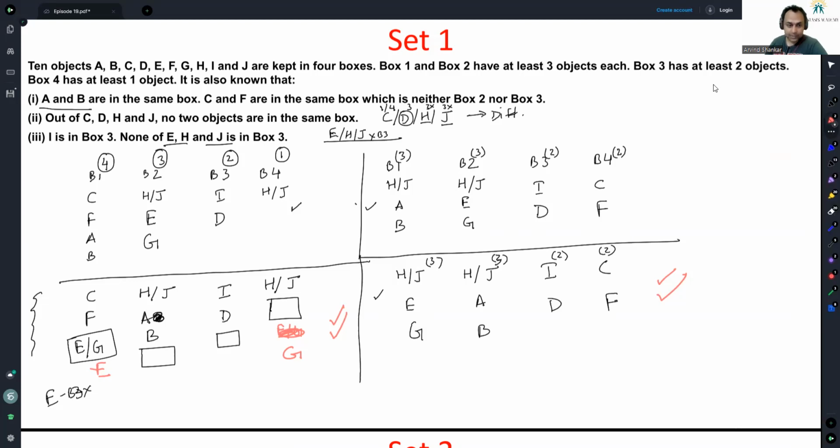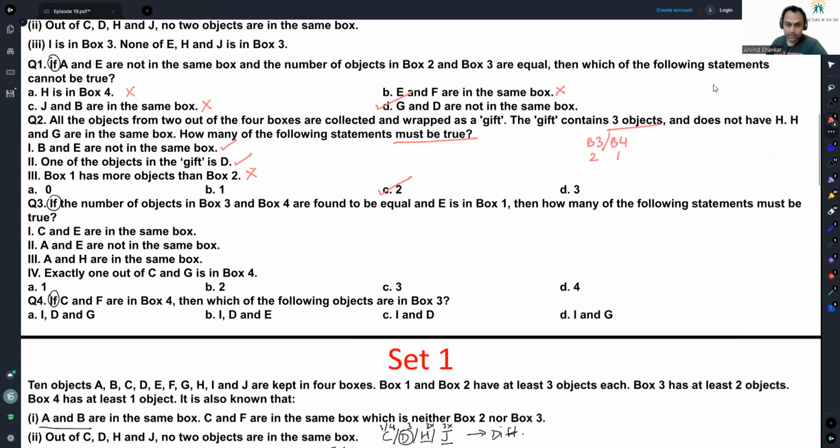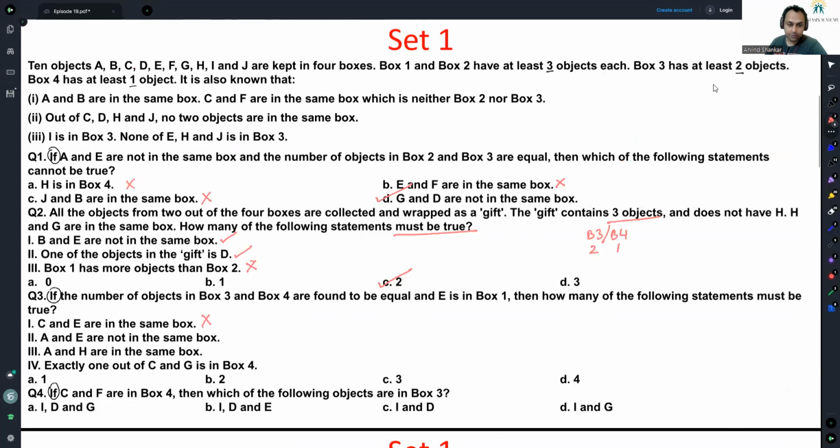Then how many of the following statements must be true? C and E are in the same box. In this second right bottom case, C and E are not in the same box. So this does not necessarily have to be true.